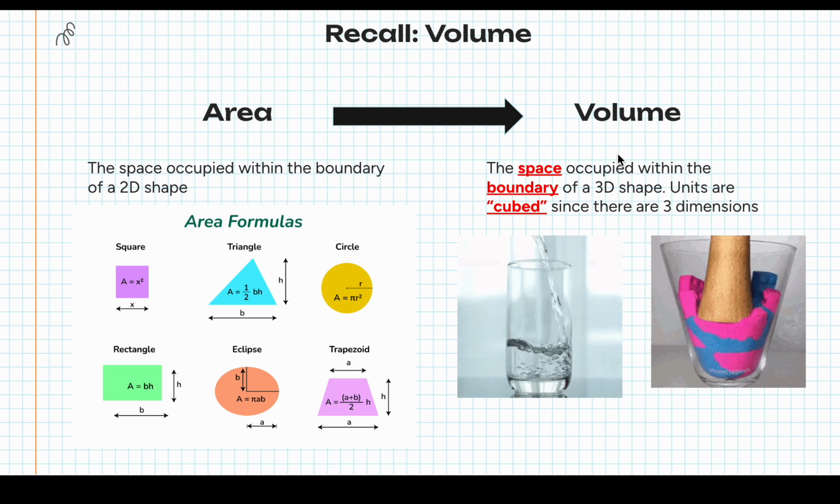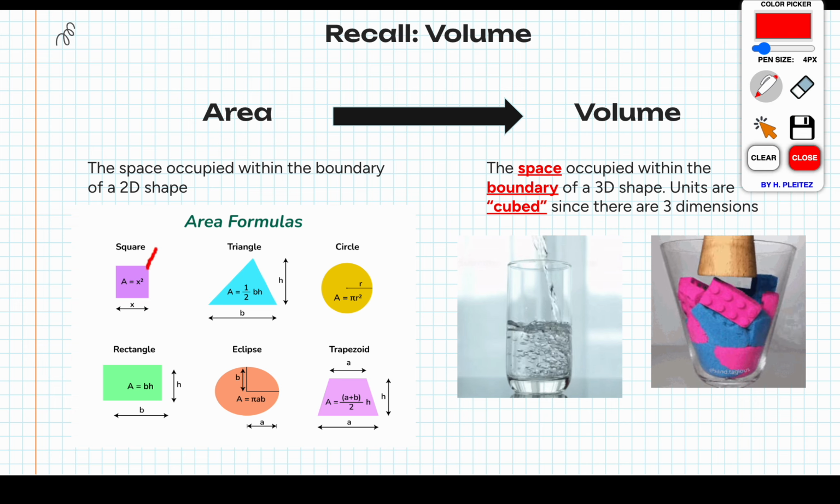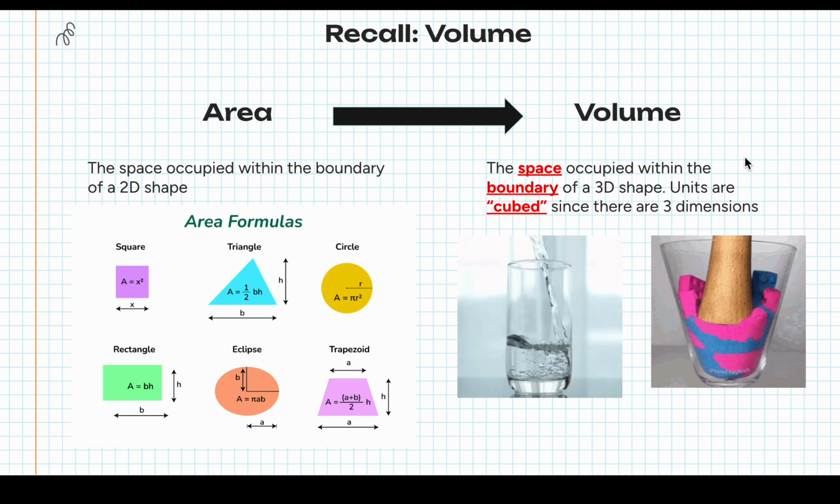Now, the same way for area we had units squared because it was 2 dimensions, right? We had like length times width. But for volume, there are 3 dimensions now. So we have length, width, and then we are adding this like 3rd dimension of height back here. And since there are 3 dimensions, our units are cubed.